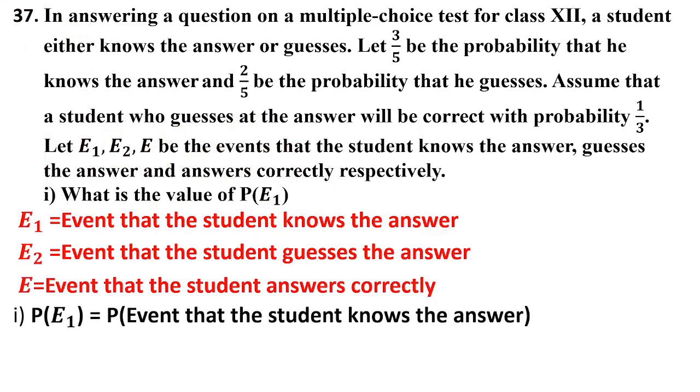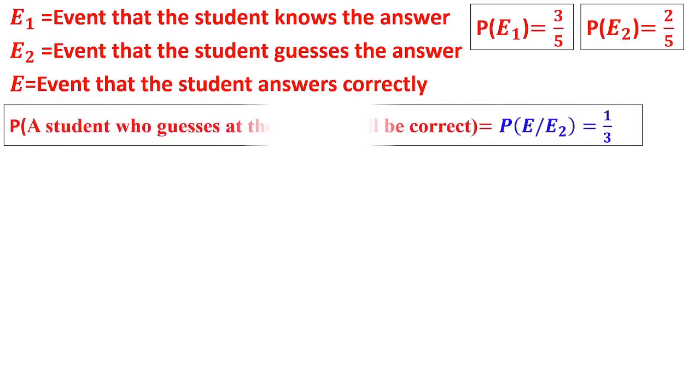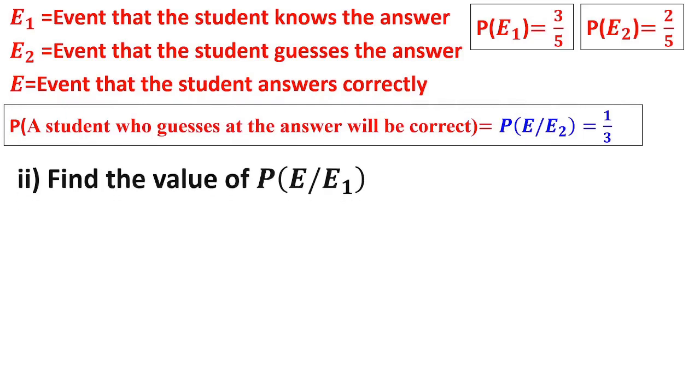P of E1 is the event that the student knows the answer. It is given in the question directly as 3 by 5. I am writing the answer directly. Now let us go to question number 2. The probability that a student who guesses answers correctly, E slash E2, is given in the question as 1 by 3.